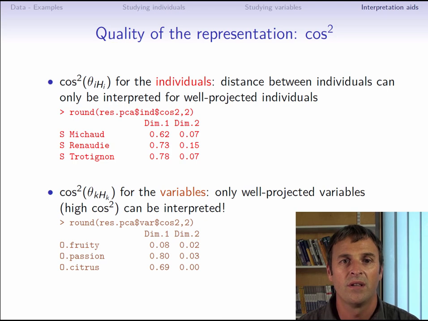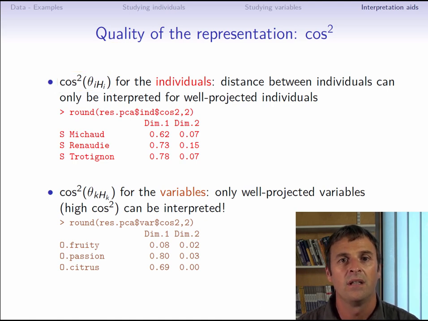We can look at the quality of representation of a variable or individual. The quality of representation of a variable is measured by the squared cosine of the angle between it and its projection onto the plane or axis. Similarly, the quality of representation of an individual is the squared cosine of the angle between the vector from the cloud's center of gravity to the point I corresponding to the individual, and the vector from the cloud's center of gravity to the projected point HI.